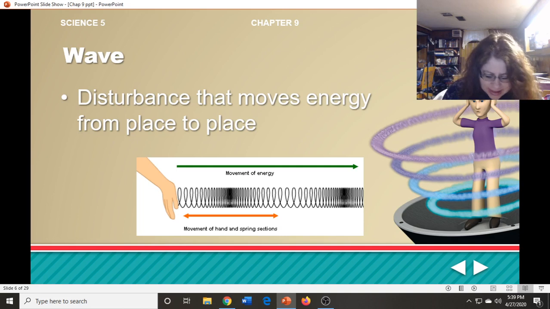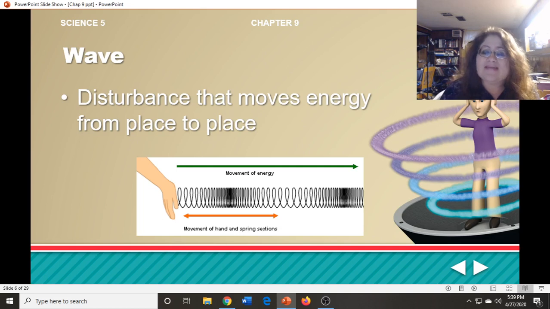So if you look at the top of page 219, we'll start reading there. It says, the matter through which a sound wave travels may be a solid, a liquid, or a gas. Most of the sounds that we hear travel through the air. So most sound waves travel through gas, through the air.